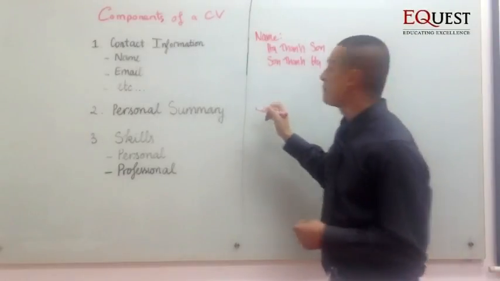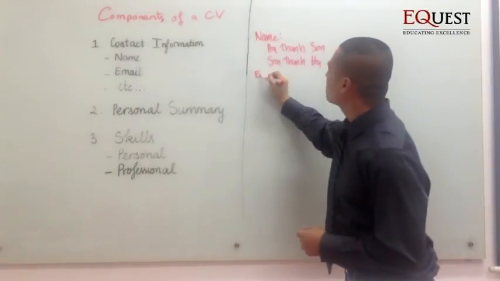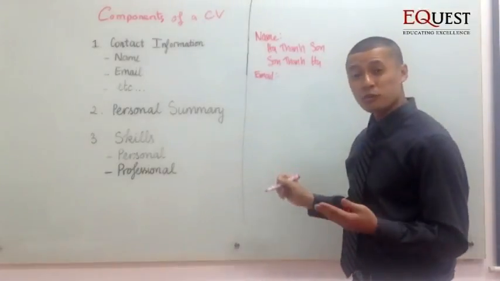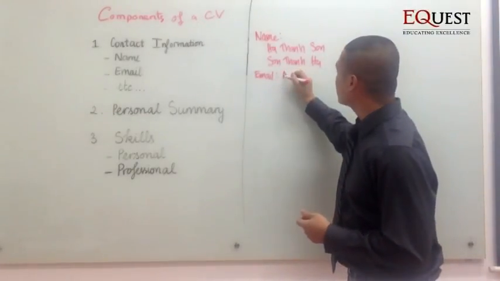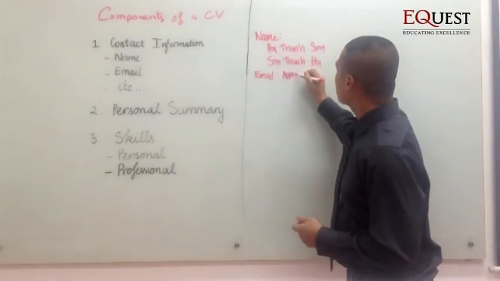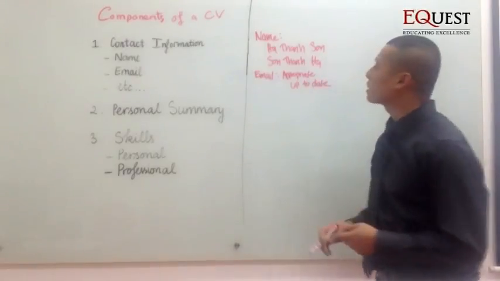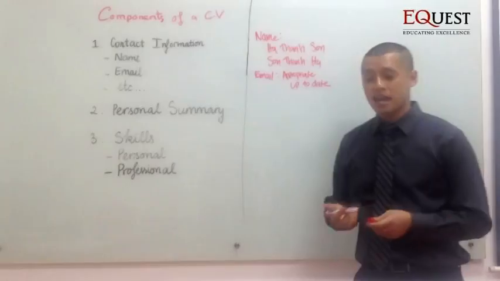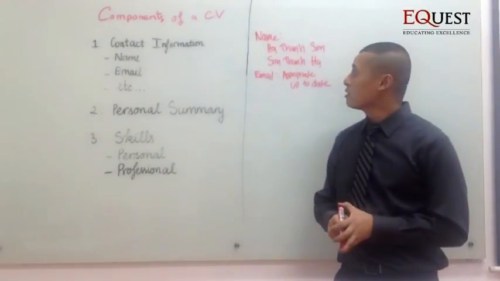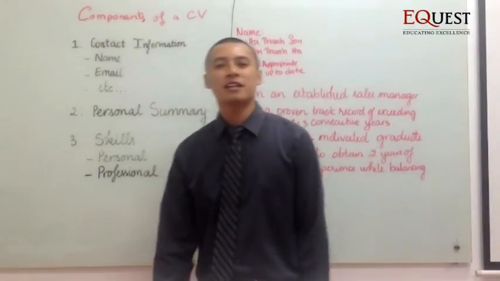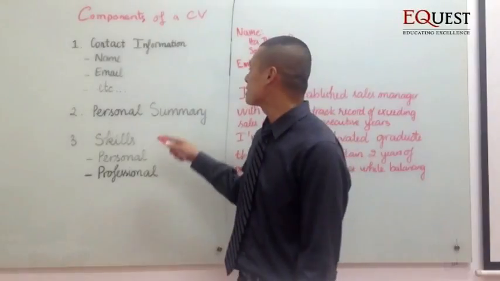Next is your email. What's important here is to focus on making sure that it's appropriate for a business setting, and also making sure that it's up to date. And then you also want to include your address and your phone number, and those are the components of your contact information.